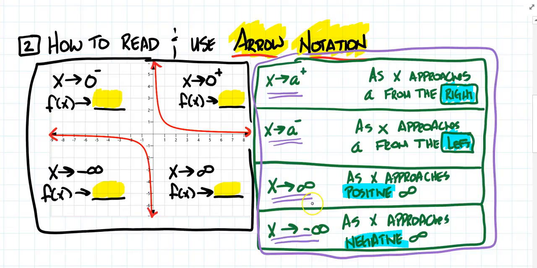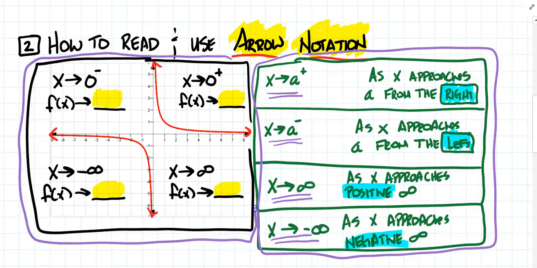Okay, let's now shift our attention to this part of box number 2, and I'm going to show you where these things are used. So let's take a look at this upper left-hand corner. This says as x approaches 0 from the left, the function f of x approaches what? So our goal is to be able to fill in this yellow highlighted part here. So let's figure out what's going on here.